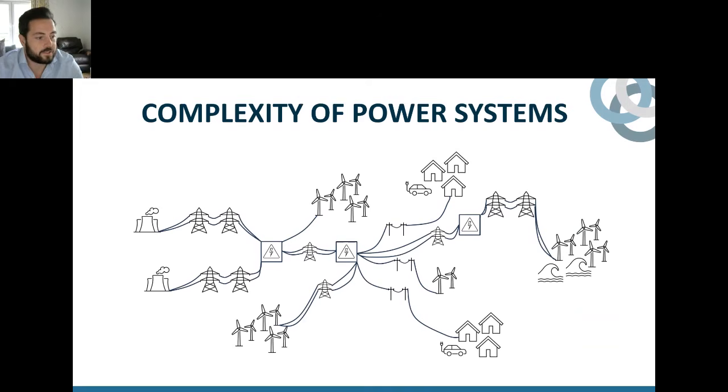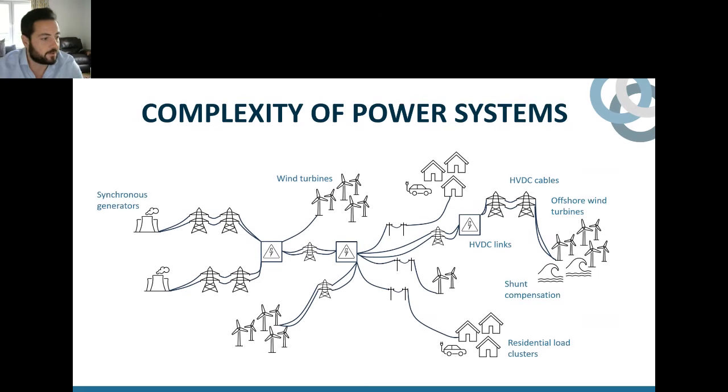So when we look at a power system like this one, which is a simple plot of a power system, you can already see that it's inherently complex. There are so many components here. There are synchronous generators, wind turbines, residential load clusters, distribution, transmission links, HVDC links, shunt compensation, offshore wind farms, HVDC cables, etc. So there are many components which are interacting together. Sometimes these interactions are benign, so they don't cause any harm to the network. However, in other cases, they can lead to oscillations, resonances, or even stability issues.